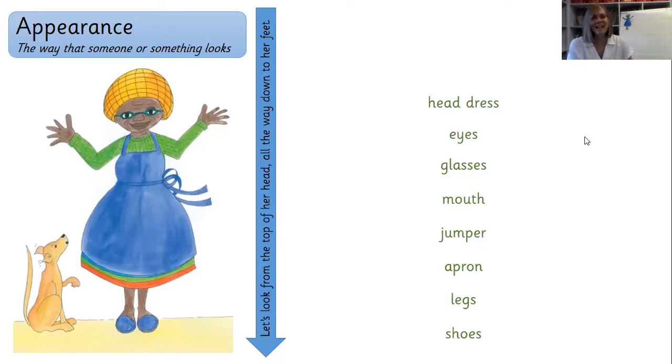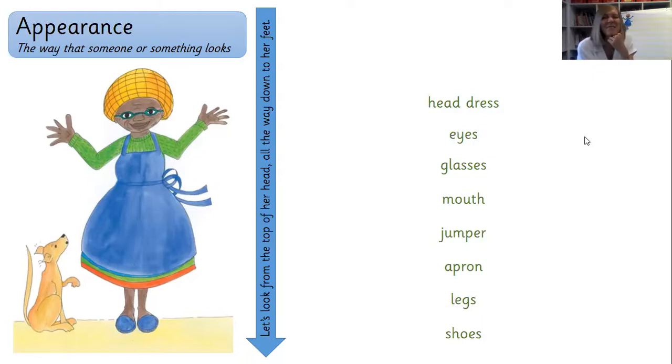And you can see that I have written lots of nouns down, lots of things that I can see on Gogo. So I've started with her headdress. I've then looked that she's got eyes, they're things. She's got glasses. She's got a mouth. She's wearing a jumper. She's got an apron on. I can see her legs and I can also see her shoes. So I've had a go at finding all the nouns that I can spot on Gogo in her appearance.